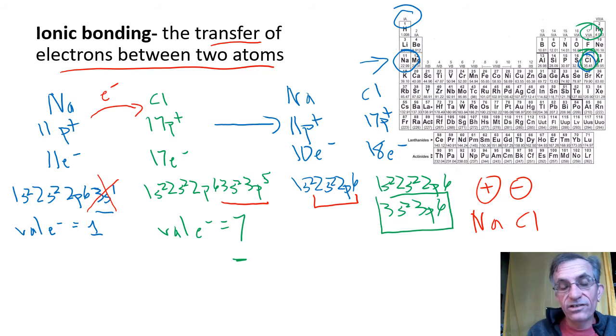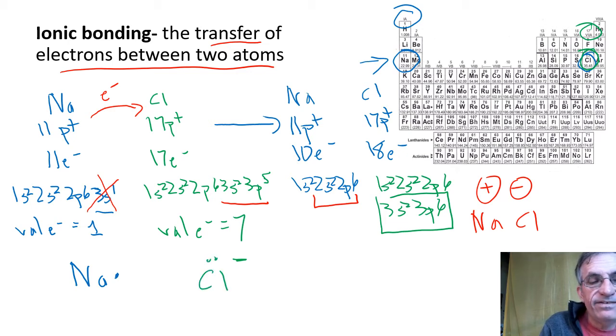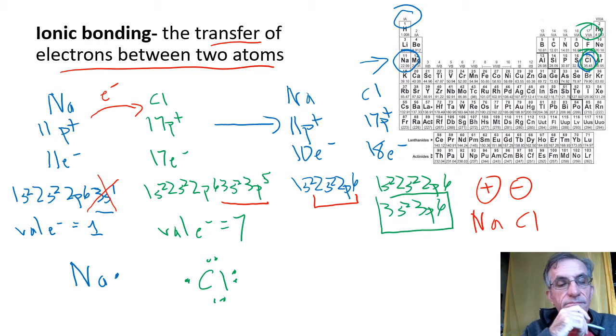All right, we start off with, instead of drawing all the electrons out, let's just use dots, and I'm going to use dots to represent the valence electrons. We start off with a sodium with 1 dot, 1 valence electron. We start off with chlorine with 7 valence electrons. Let me erase this so you don't get confused. With 7 valence electrons. Okay?